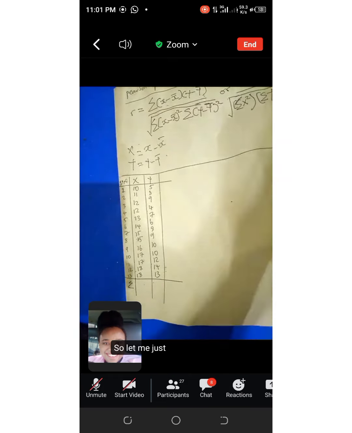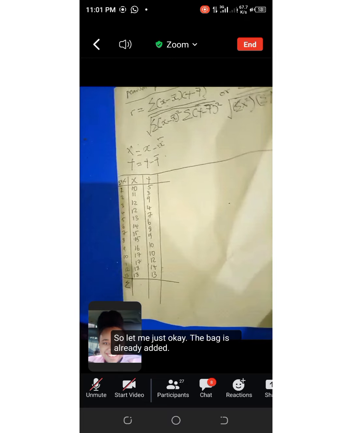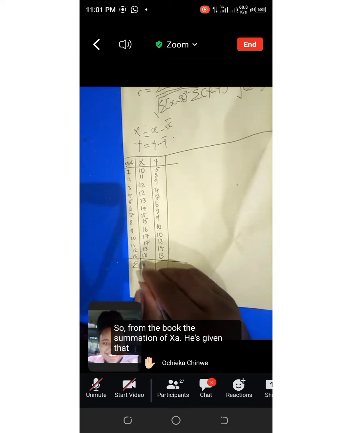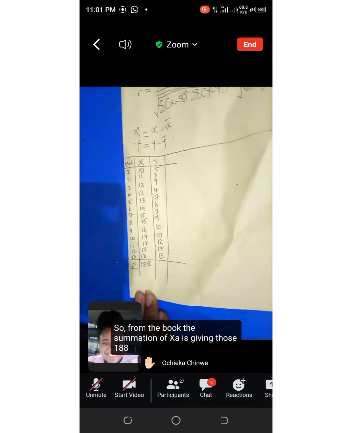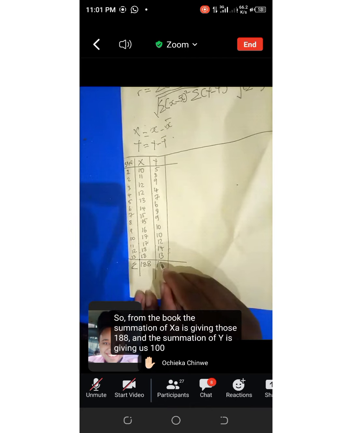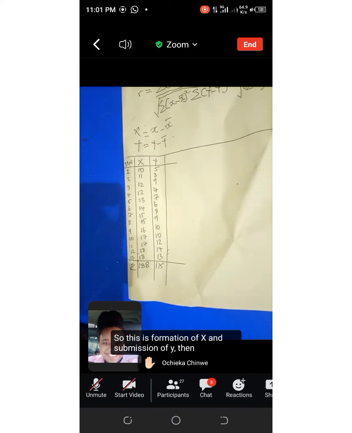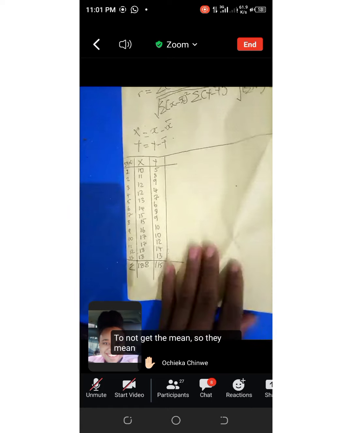The values are already added in the first line. From the book, the summation of x here is giving us 188 and the summation of y is giving us 115. So this is the summation of x and the summation of y. Then for us to now get the mean, let me get another paper so I will be doing that one by the side.